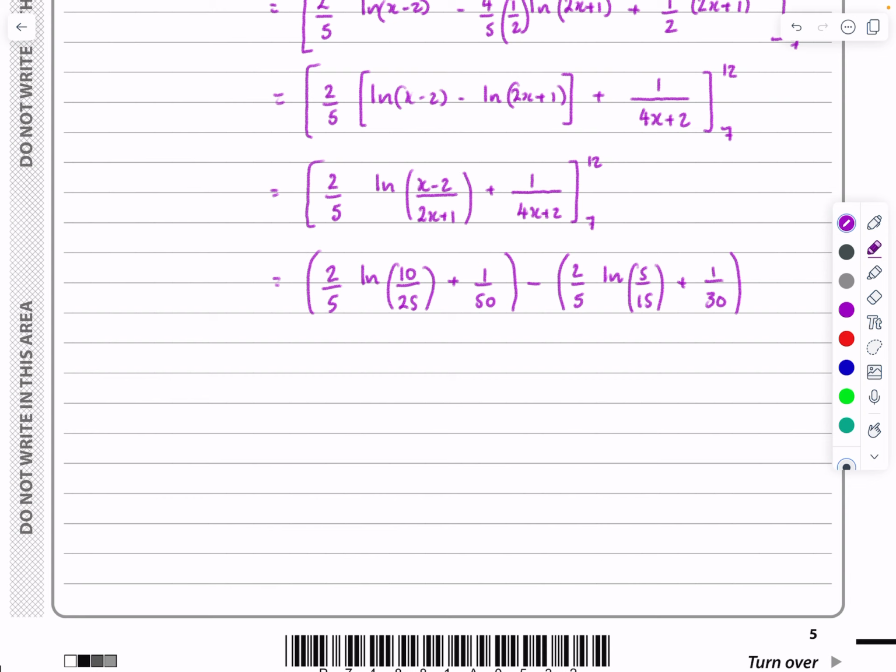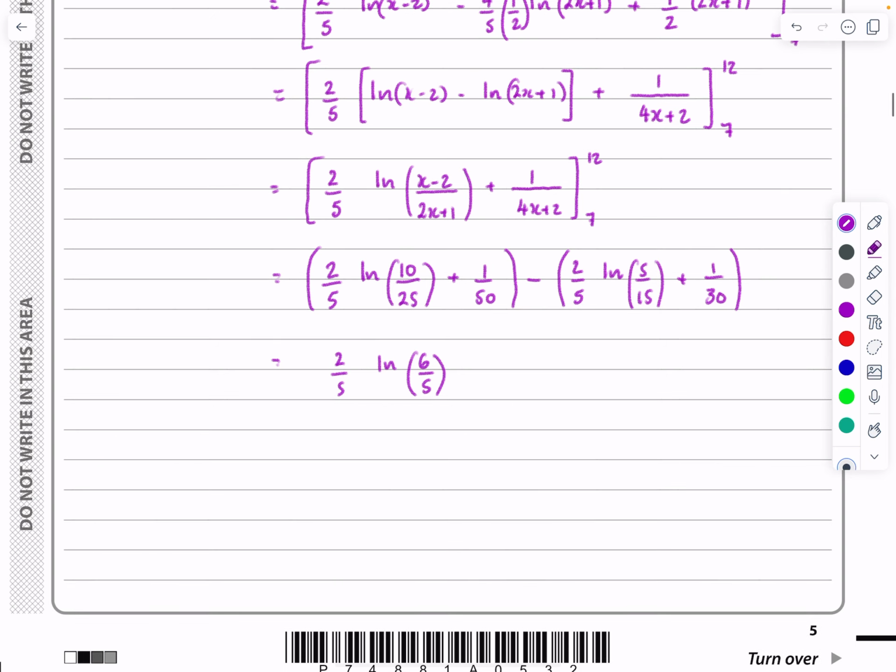And then if we do that, I've got log of A minus log of B, so I can do A divided by B here. I'm not going to spend much more time on this. That actually works out to be 2/5 log 6 over 5 if you combine those two, and then plus a 50th, sorry, minus a 30th. If you do that, again, you can do it on the calculator, that works out to be minus 1 over 75.